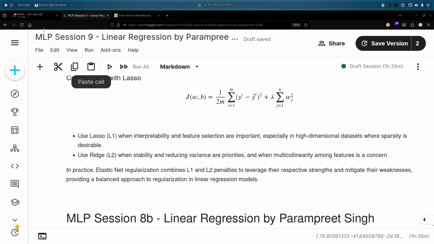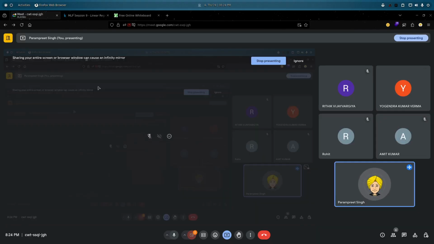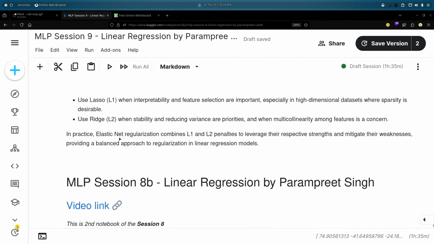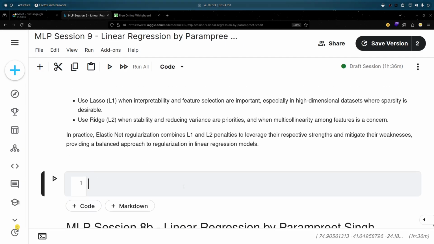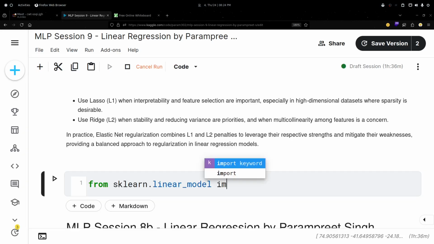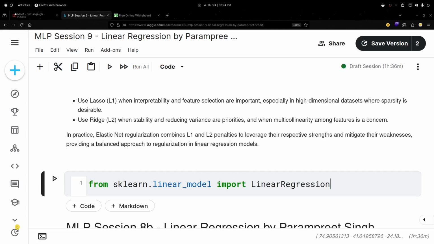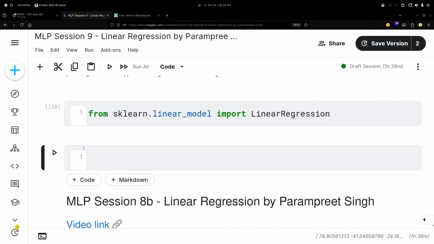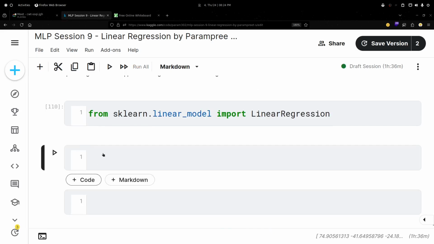And in scikit-learn we don't have to explicitly write the regularization. There are various things, like if I show you, from sklearn.linear_model import, generally, I just want to tell you some things. First one is this: LinearRegression.